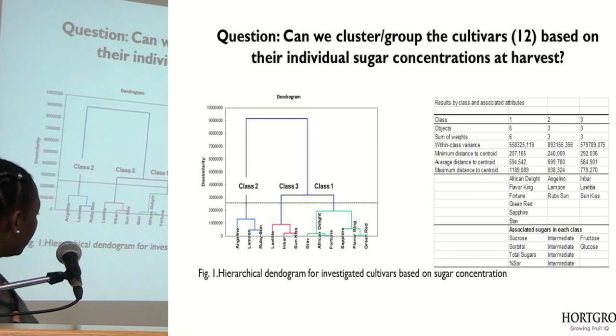high content of sucrose, sorbitol, and total sugars. Class 2 has 3 cultivars, Angelino, Lamoon, and Rubisan, and these ones are intermediate. They are not really high or low, they are intermediate. And class 3 has Inba, Letitia, and Sunkiss, and they have higher content of fructose and glucose.